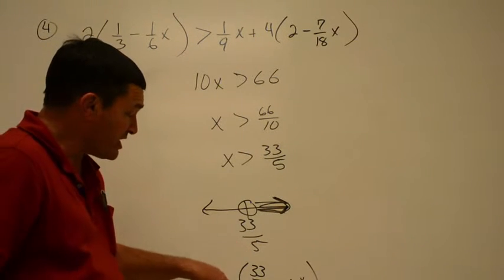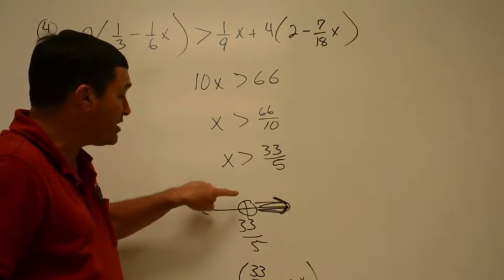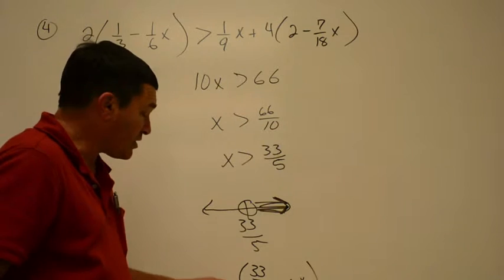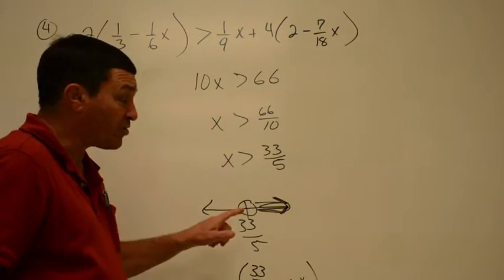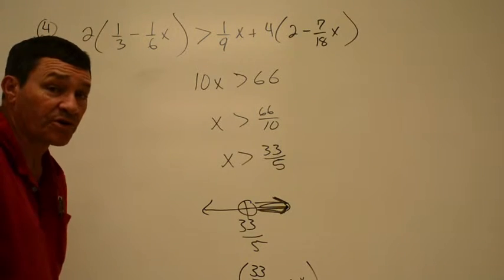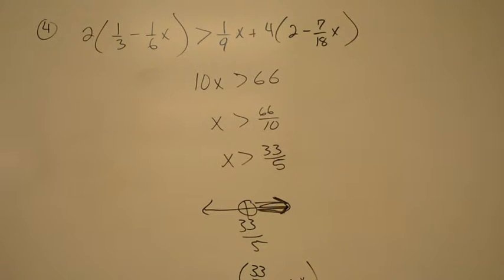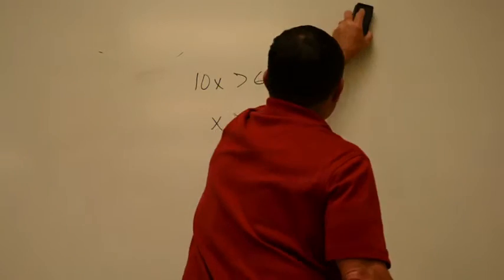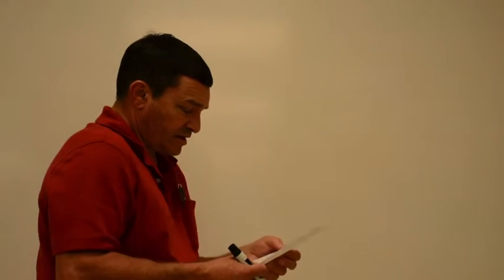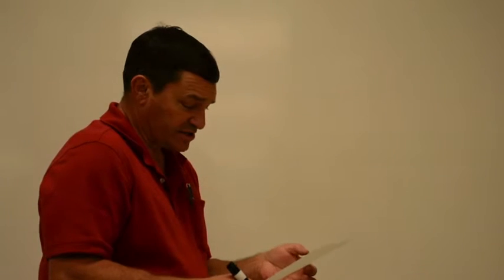Use a parenthesis if you exclude the endpoint, if you have a strict inequality. On the last problem, use a bracket if you want to include your endpoint, if you have a solid circle or a greater than or equal to. And there's your solution for number 4. Let's do another one. Let's show you something a little different. Number 6.